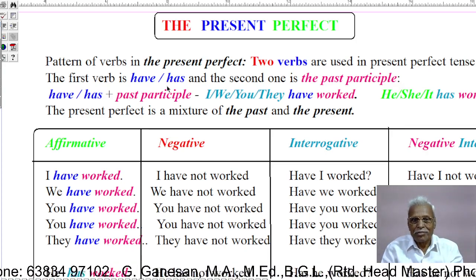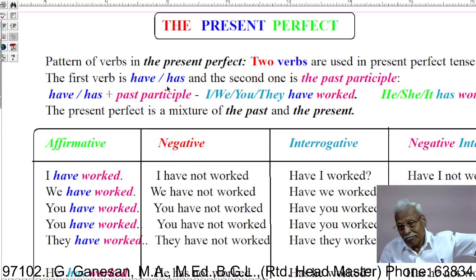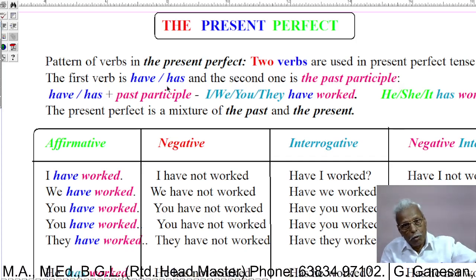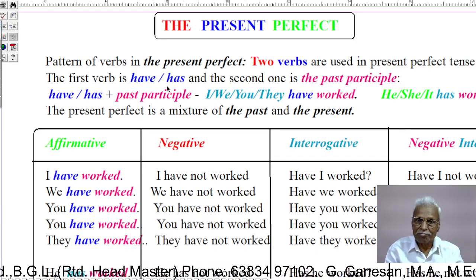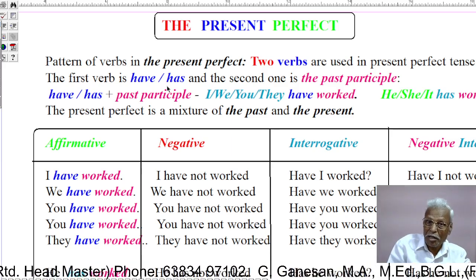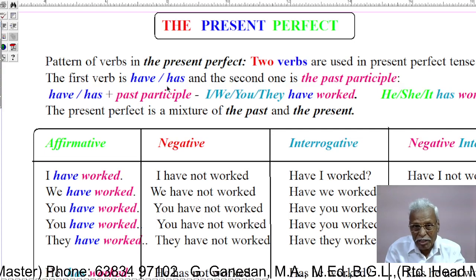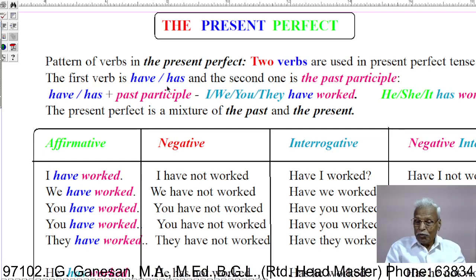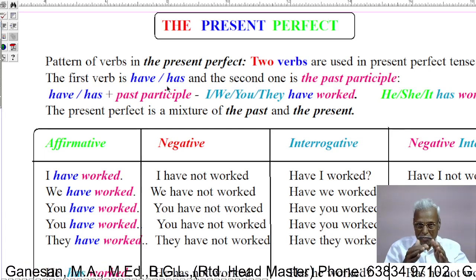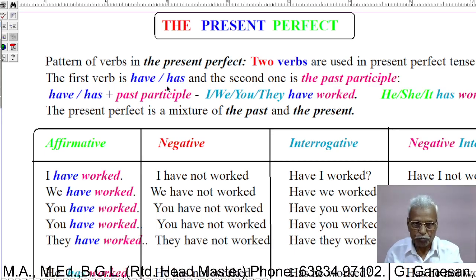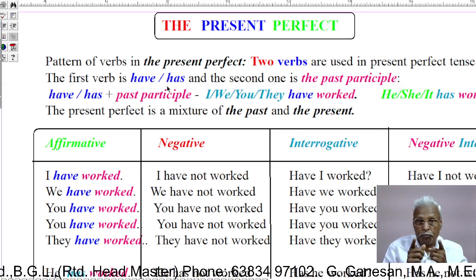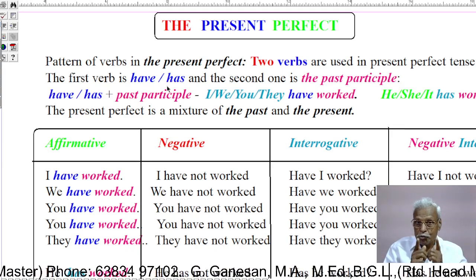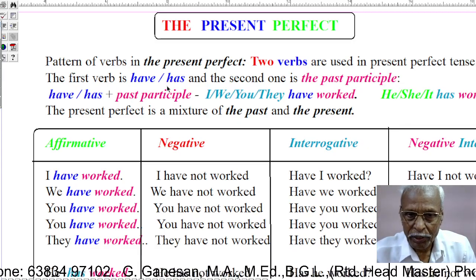you are making a connection with the time of speaking. The action happened in the past, but you are taking it to the time of speaking. You are making a bond with the time of speaking. The action that happened in the past is connected with the time of speaking. So, the present perfect tense is a mixture of the past and the present. Only if we understand this fact could we rightly use this tense. Now, let us see some examples of it.